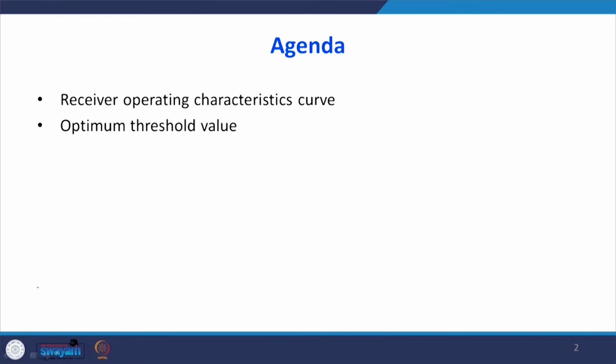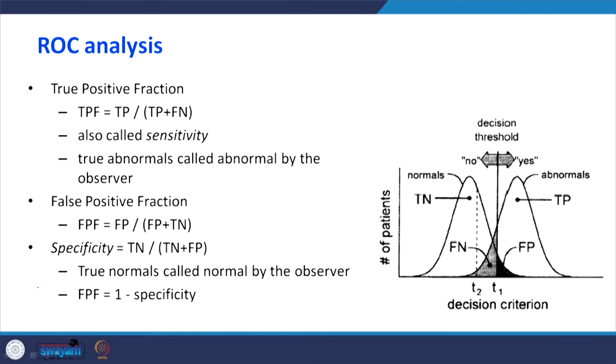The agenda for this lecture is that we will continue with the receiver operating characteristics curve, then see how to choose the optimum threshold value to classify the category, whether it is 1 or 0. Here we will use a lot of pictures to give you more understanding. What is ROC analysis?